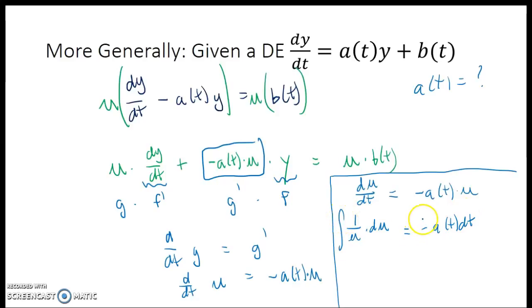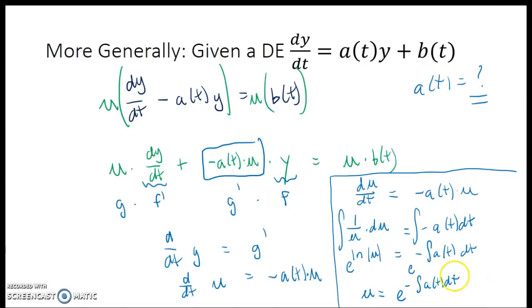And when I integrate both sides now, what I'm left with is the natural log of mu, once again, equals negative integral of a of t dt. That's as far as I can take that because, again, I don't know what a of t equals. So what I'll do now is exponentiate both sides, and I'll end up with this awkward looking thing that is e to the negative integral of a of t dt. So if you tell me what a of t is, I will be able to tell you what mu is. And that requires me to compute this integral, but it's a much shorter, faster process.